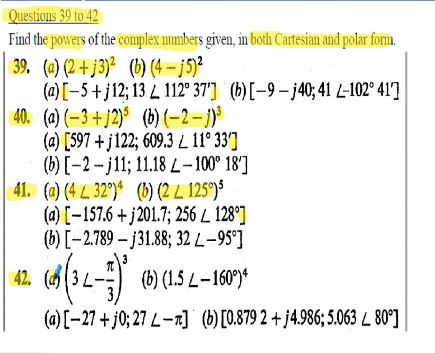Question 42 part A, we've got 3 argument negative pi upon 3, that's obviously angle in radians, cubed, so again using DeMoivre's theorem, solve that in polar form and then convert to Cartesian. And the same approach to part B with the complex number in polar form raised to the power of 4. Solutions again in the square brackets.